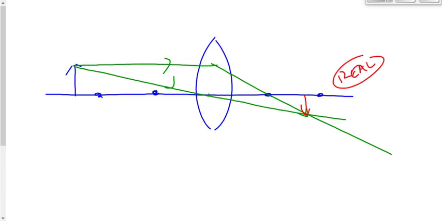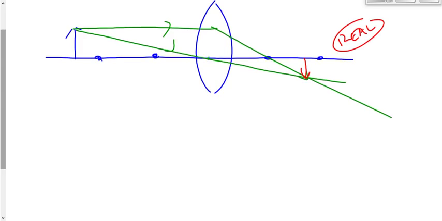That means it could be projected onto a screen if we so choose to put a screen there. Okay? Doesn't mean we have to. We could just stand right here and look into the lens and still see the image. We don't need a screen, it's just that we could have a screen there if we wanted to.